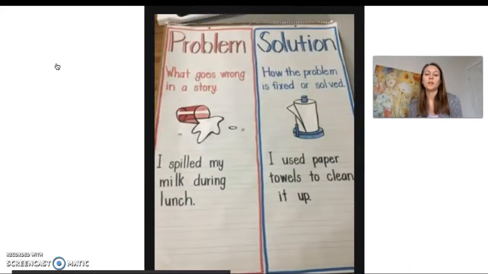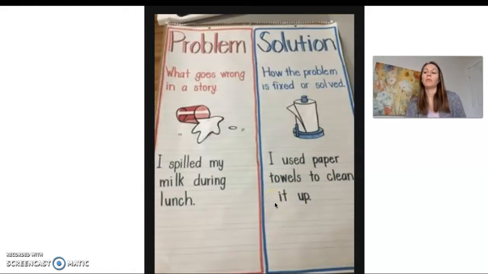So we did discuss that a problem is something that goes wrong in a story, and a solution is how the problem is fixed or solved. So I have an example for you guys. My problem would be I spilled my milk during lunch. Well, how can I solve it? So my solution was I used a paper towel to clean it up.